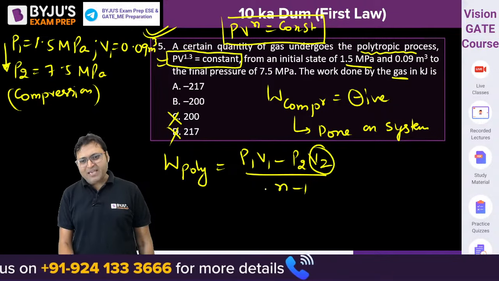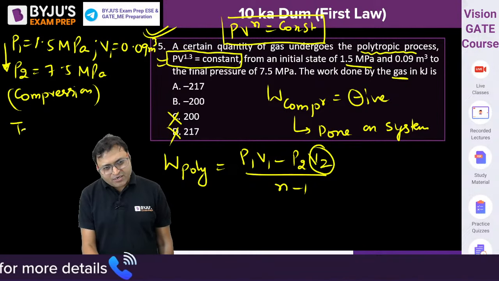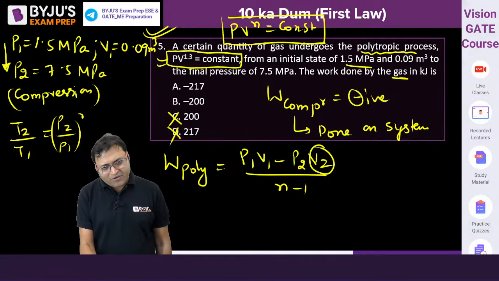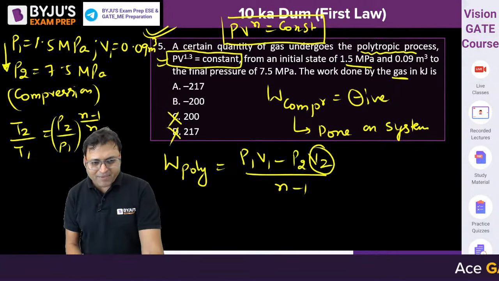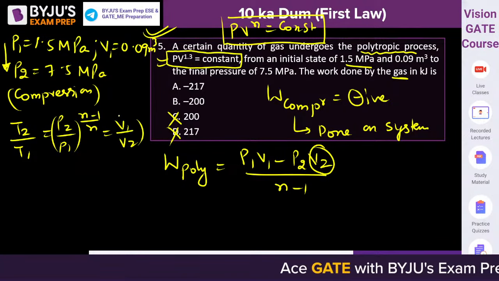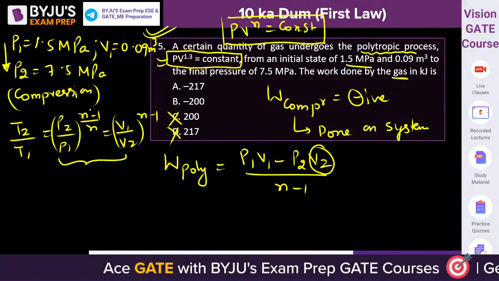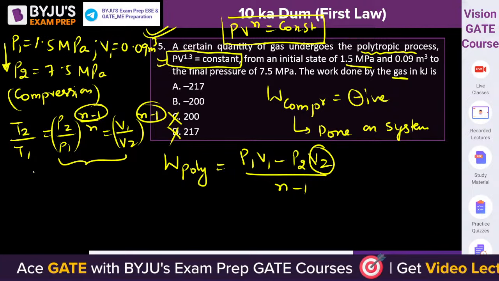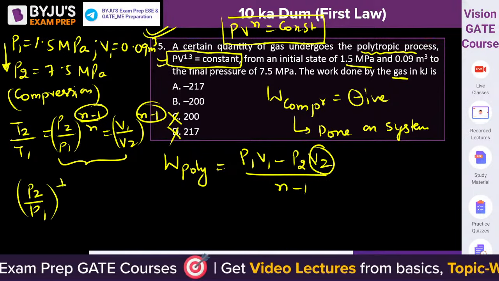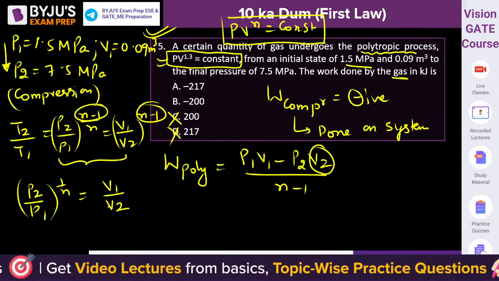The problem is with V2. But yes, we can find out V2. How? T2 by T1 is equal to P2 by P1 to the power (n minus 1) by n, similar to (gamma minus 1) by gamma, which is equal to V1 by V2 to the power n minus 1. Isn't it? If you compare this, then the n minus 1 gets cancelled out. So we can say P2 by P1 to the power 1 by n is equal to V1 by V2. So we need to find out the value of V2.